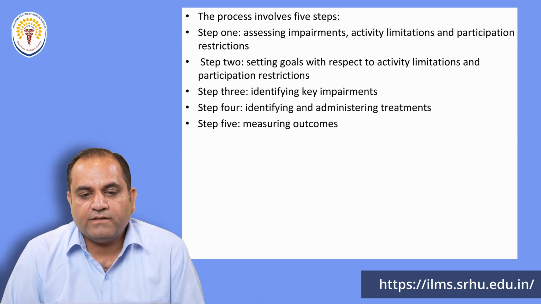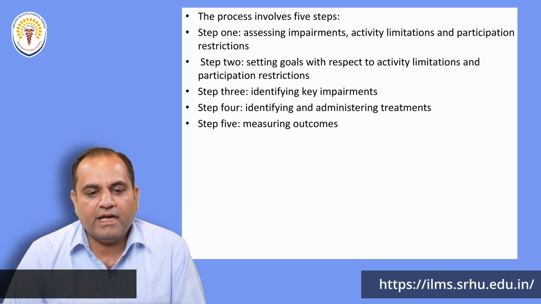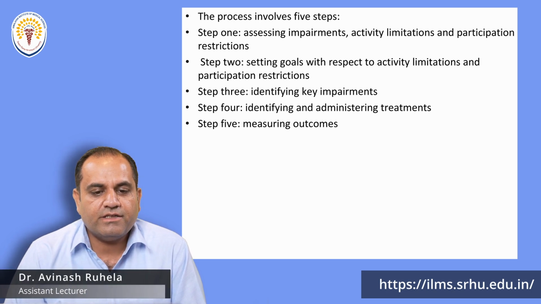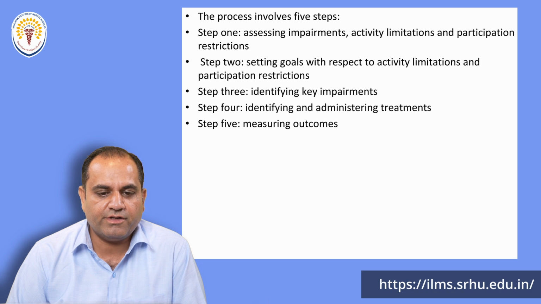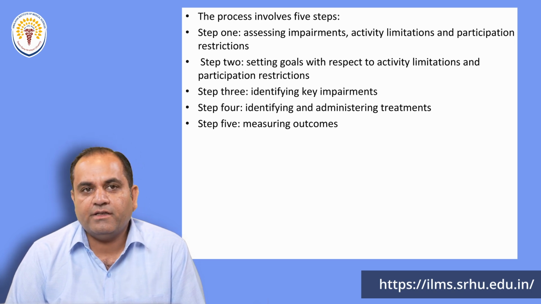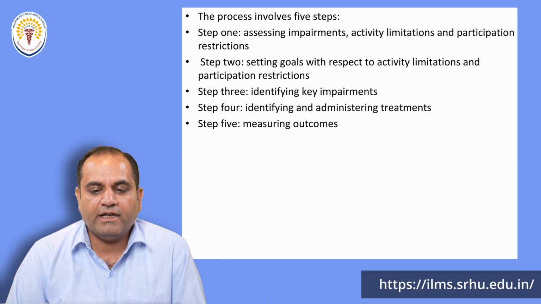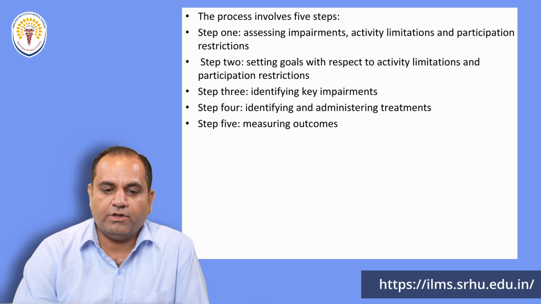The process involves 5 steps. Step number 1, assessing impairments, activity limitations and participation restriction. Step number 2, setting goals with respect to activity limitation and participation restriction. Step number 3, identifying key impairments. Step number 4, identifying and administering treatments. Step number 5, measuring the outcomes.